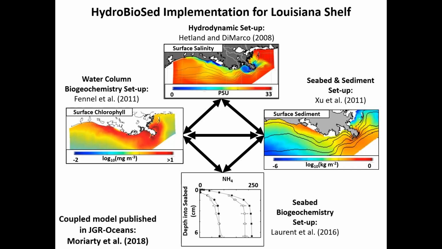This project wouldn't have been possible without our collaborators. Rob Hetland, in collaboration with Steve DiMarco, set up the hydrodynamic model. Pachaphenol had set up the water column biogeochemical model. Kevin Xu had set up the sediment transport model. And then Laurent had set up the seabed 1D model for some sites on the shelf. We coupled them together, which allowed us to look at the impact of sediment transport processes on biogeochemistry.